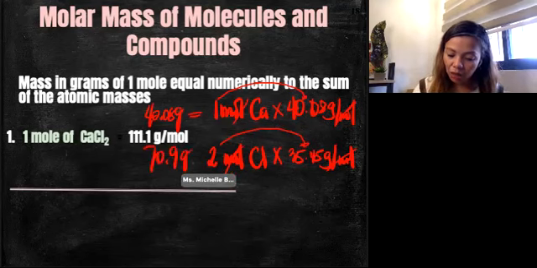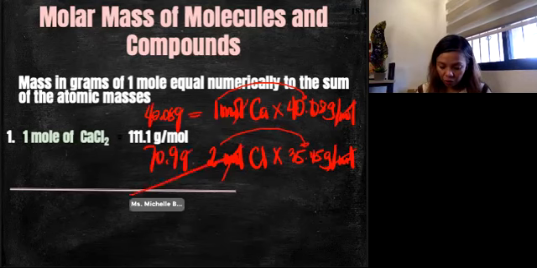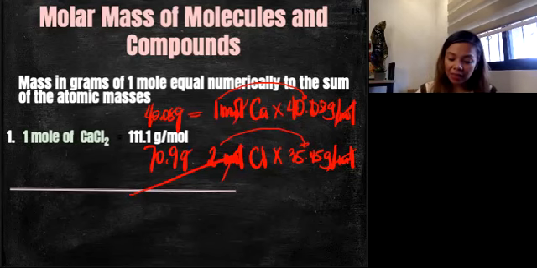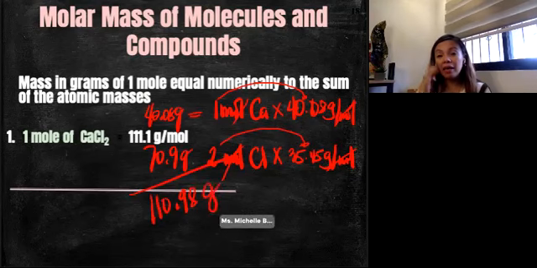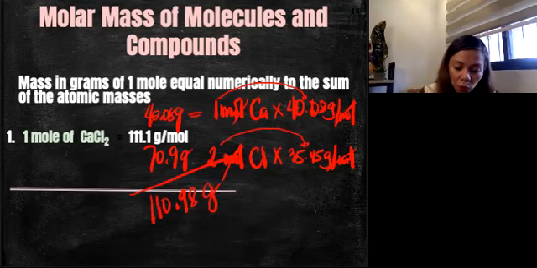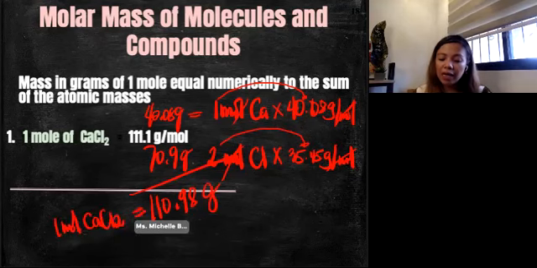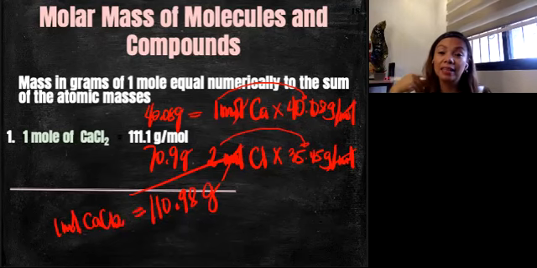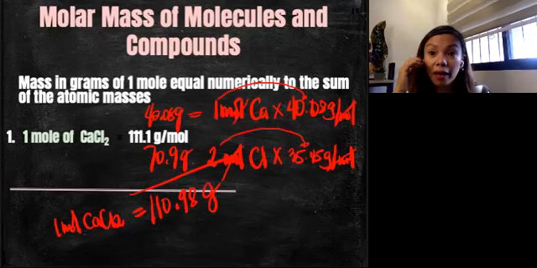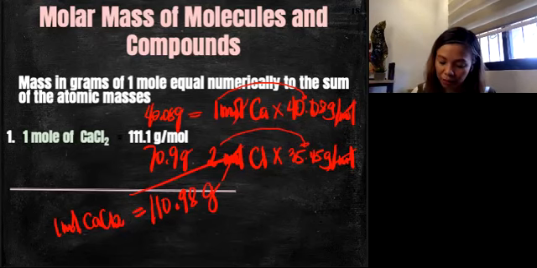We have 70.9 grams. To get the molar mass, all you need to do is to add, or get the summation. 40.08 plus 70.9 is 110.98 grams. What do we mean by this? 1 mole of CaCl2, or calcium chloride, is equal to 110.98 grams. This is how you get the molar mass.